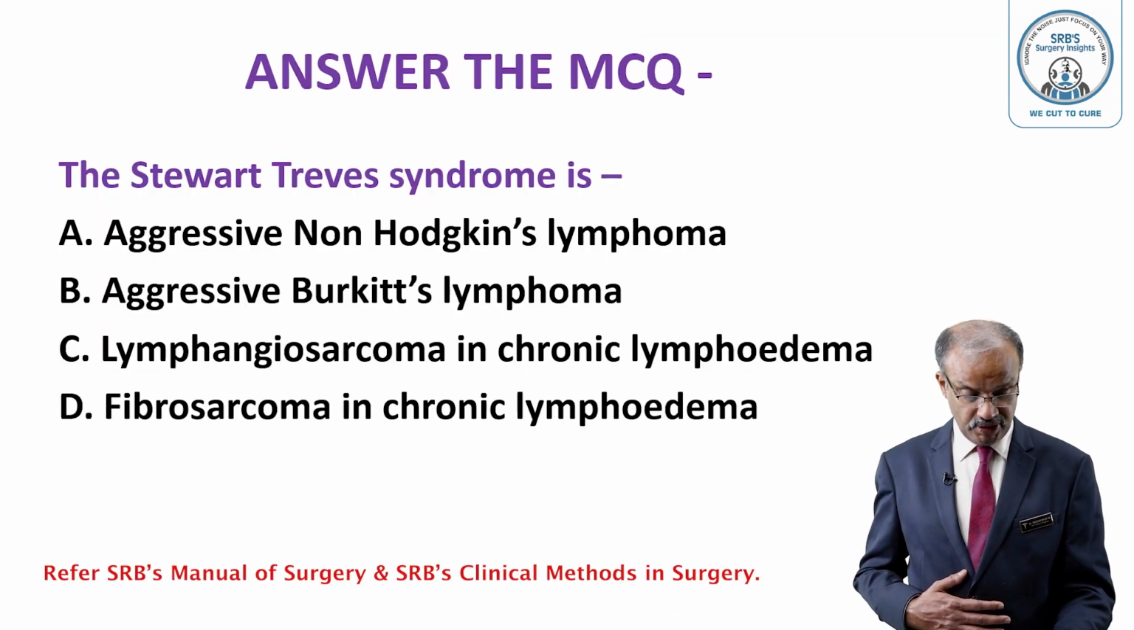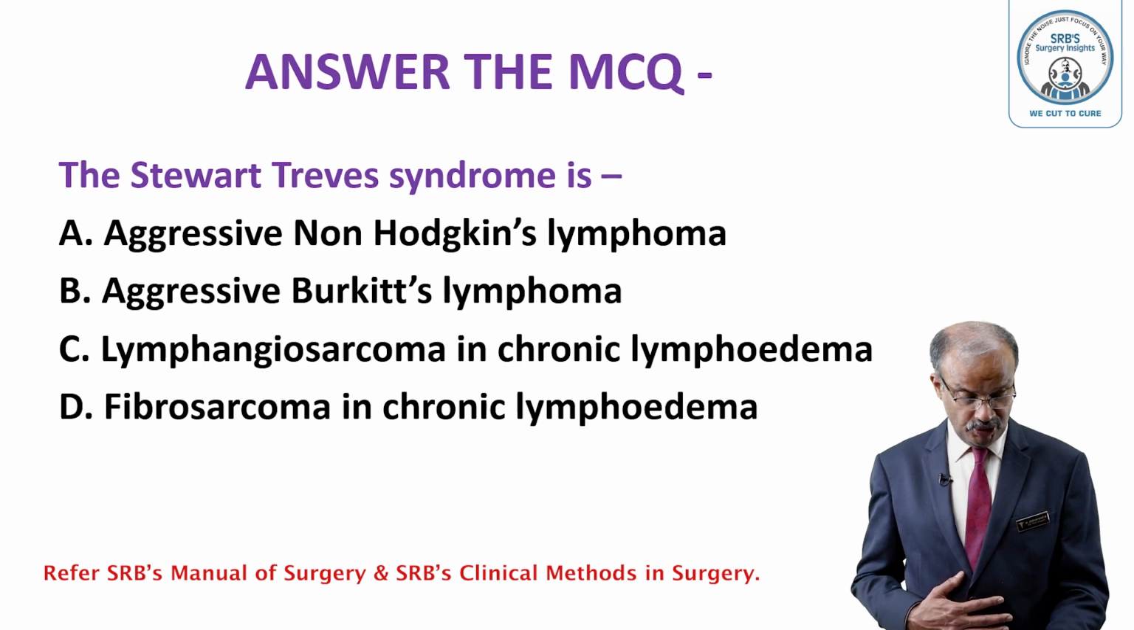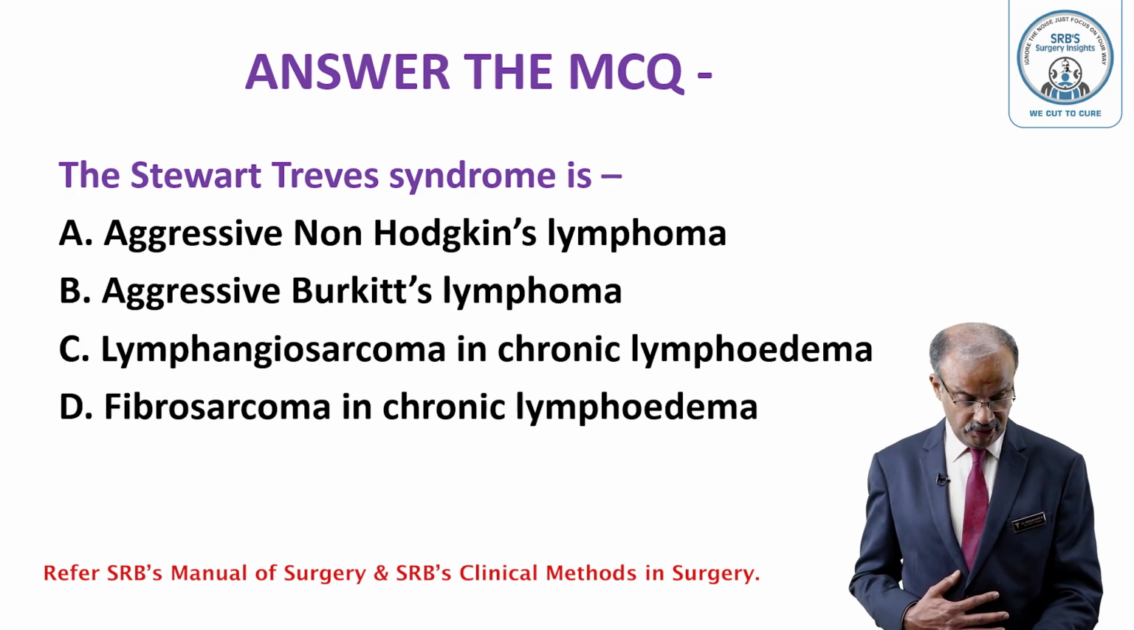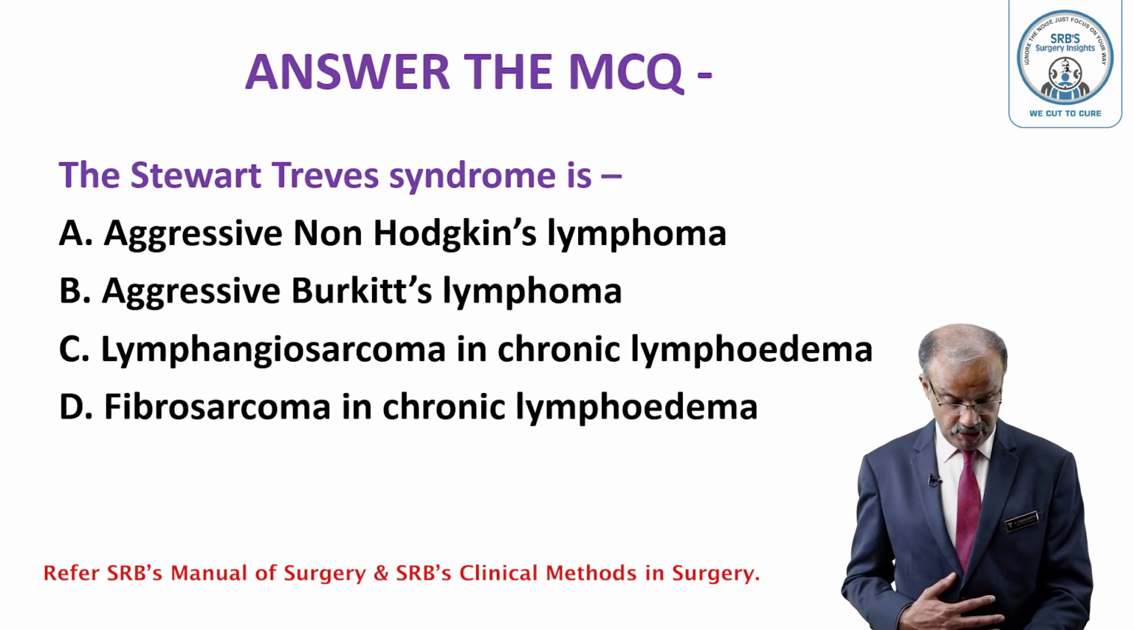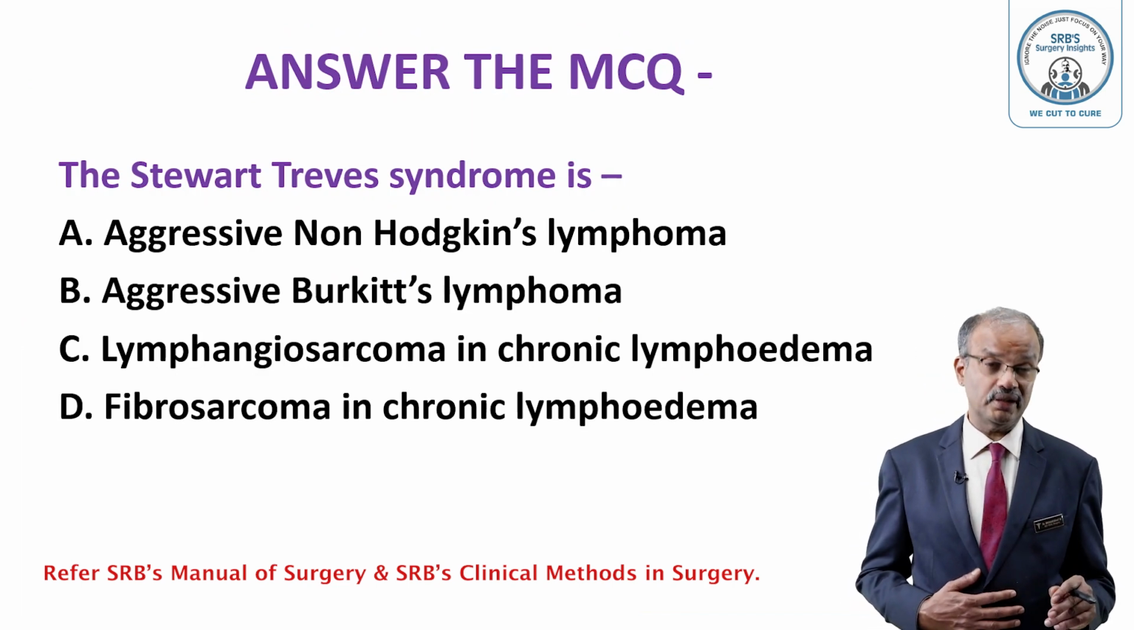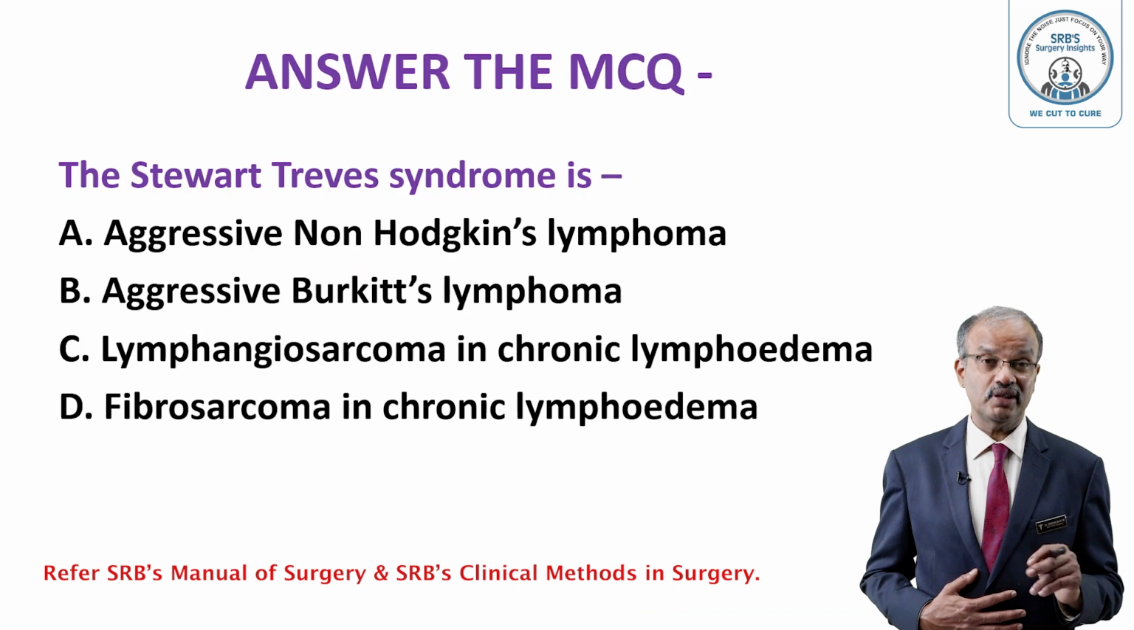To answer the question, MCQ: Stewart-Treves syndrome is: aggressive non-Hodgkin lymphoma, aggressive Burkitt's lymphoma, lymphangiosarcoma and chronic lymphedema, or fibrosarcoma and chronic lymphedema. So find out the right answer and put it in the comment box. I will give the answer later.